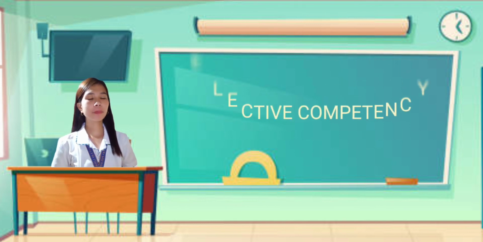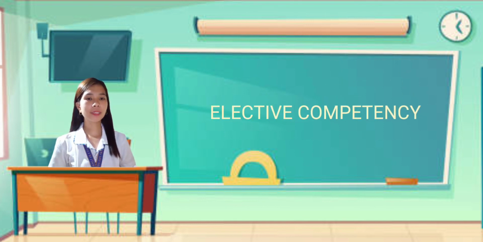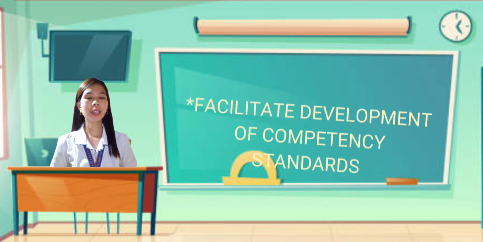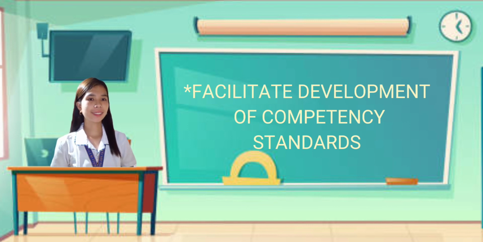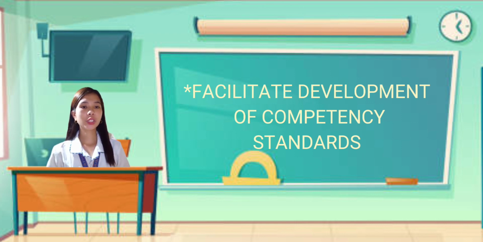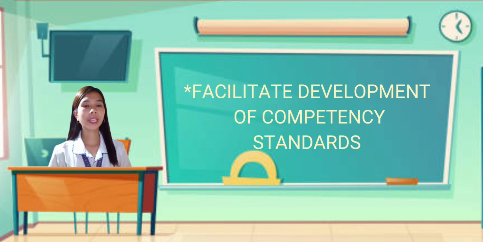When we say elective competency, it is additional competency which is useful but not absolutely required. In elective competency, there is one unit, which is facilitate development of competency standards. This unit covers the outcomes required to facilitate the development of competency standards for particular work functions and related vocational outcomes. To facilitate is to support an action or process, especially toward what you would like to happen.